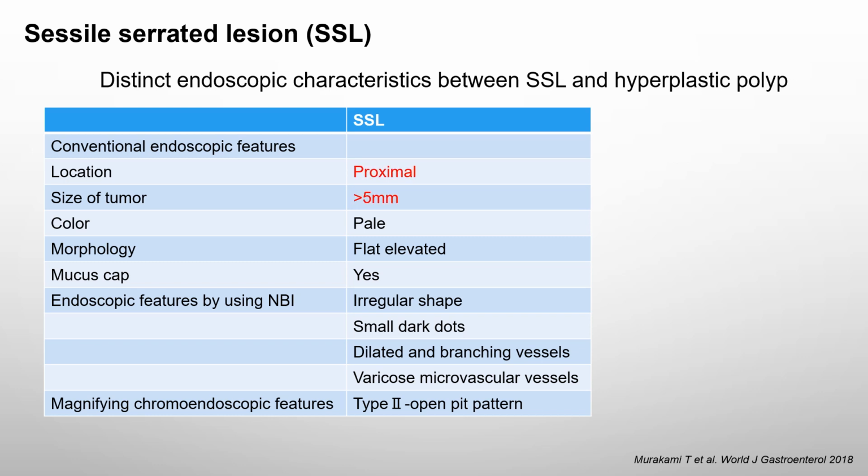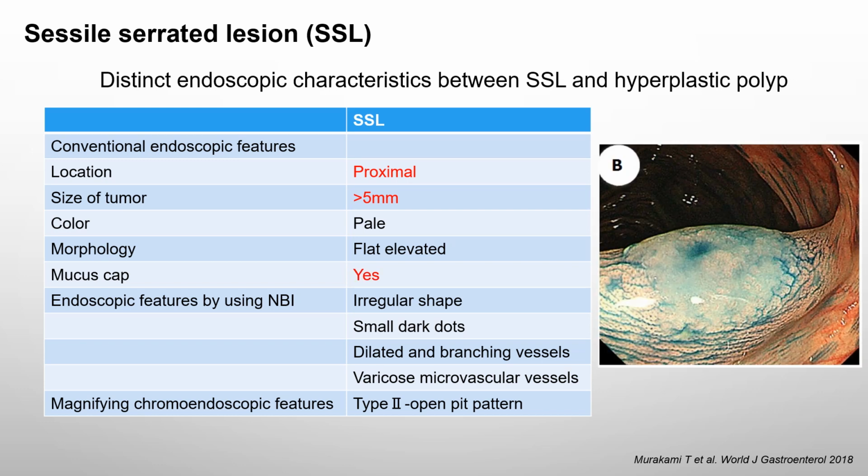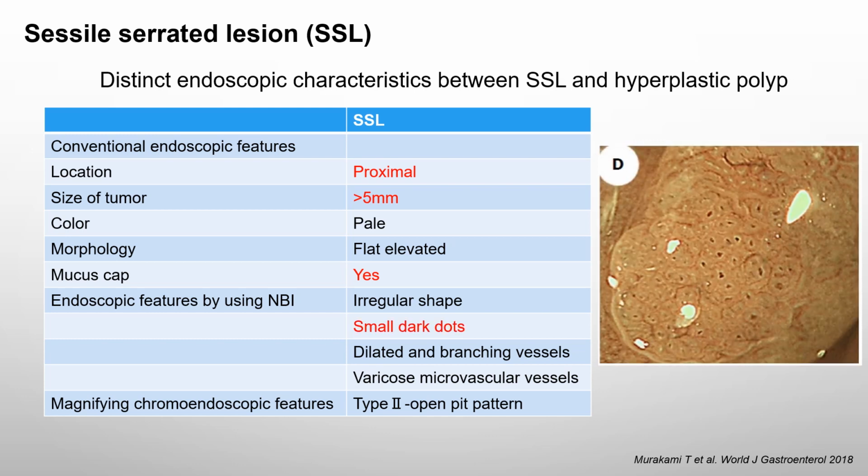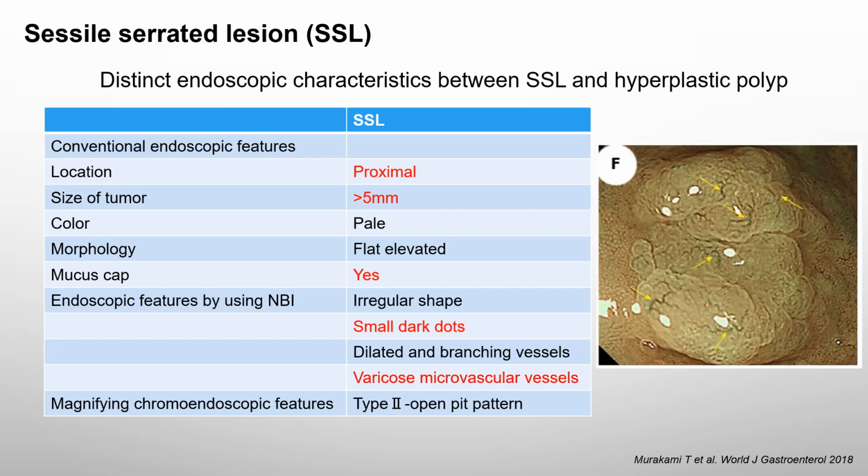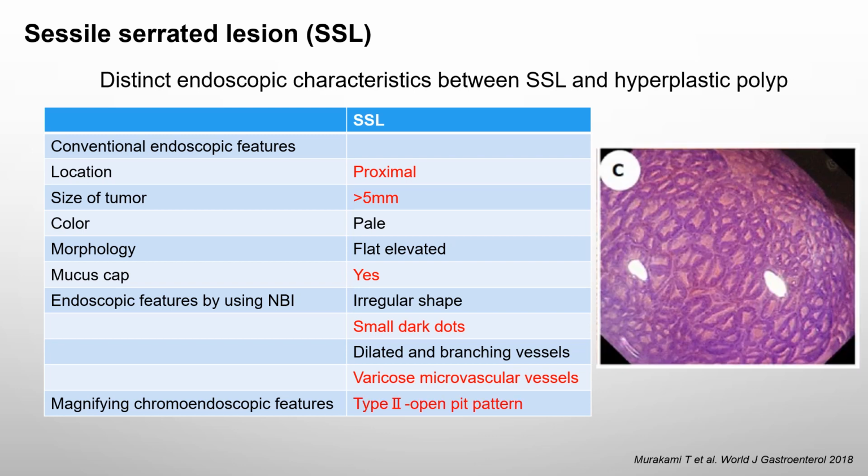Location of SSL is proximal and size of SSL is more than 5 mm. SSL is covered with a mucus cap. Magnifying NBI of the SSL revealed dark spot inside the crypt in part of the region. Magnifying NBI of the SSL revealed varicose microvascular vessel in part of the region. Magnifying chromoendoscopy using crystal violet staining identified a type 2 open pit pattern in the region.